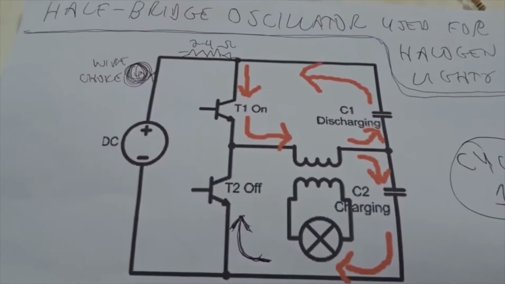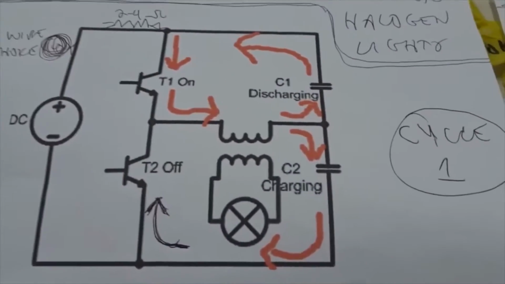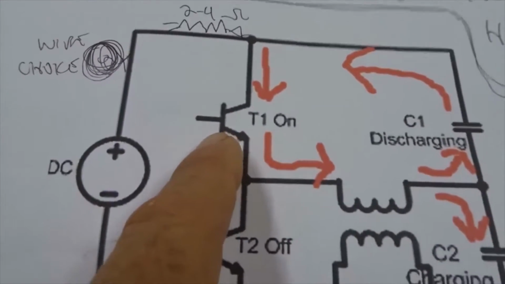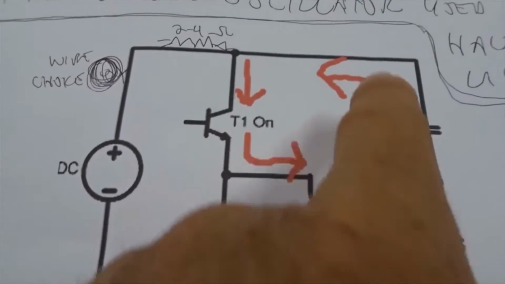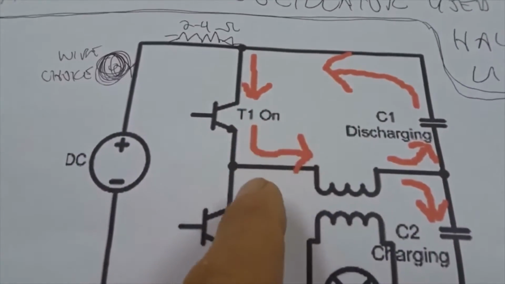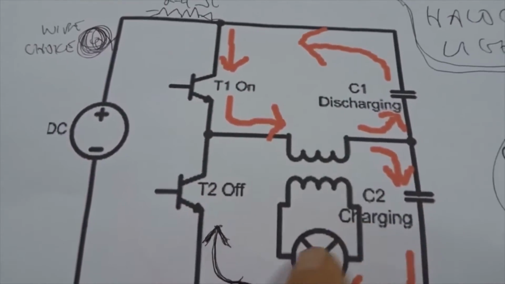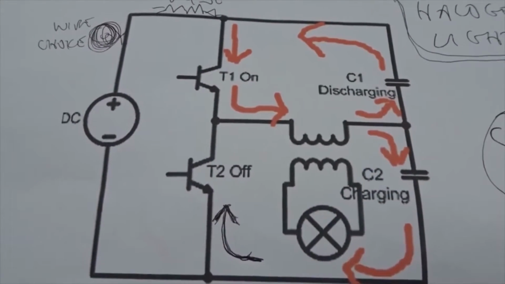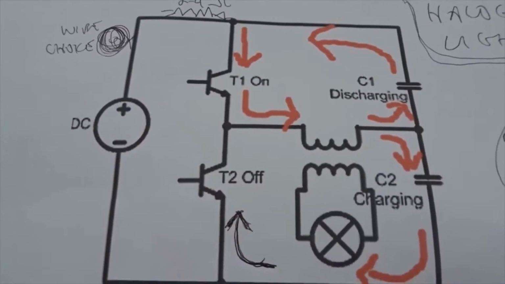Now what happens is, this thing has two cycles. This is cycle 1. In cycle 1, the transistor T1 is on, and T2 is off. The current goes around like that, in the upper loop, and the bottom circuit goes like that. So C1 and C2 charge and discharge alternately as controlled by these T1 and T2 transistors.